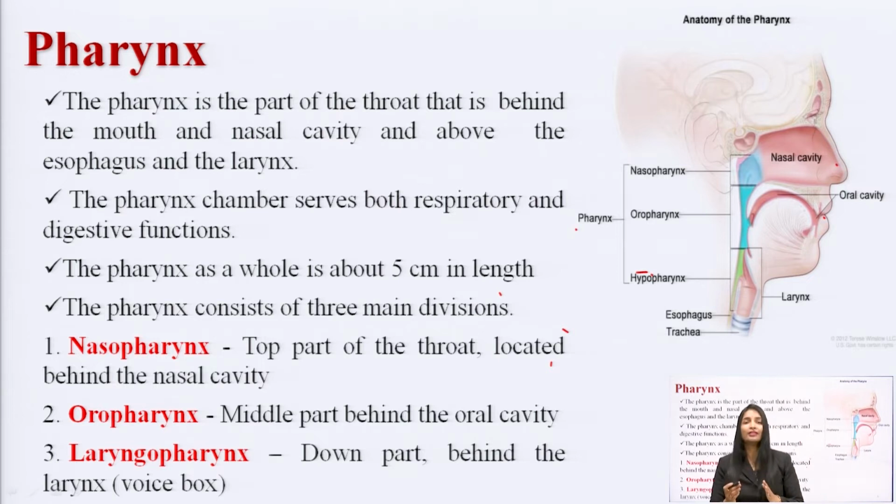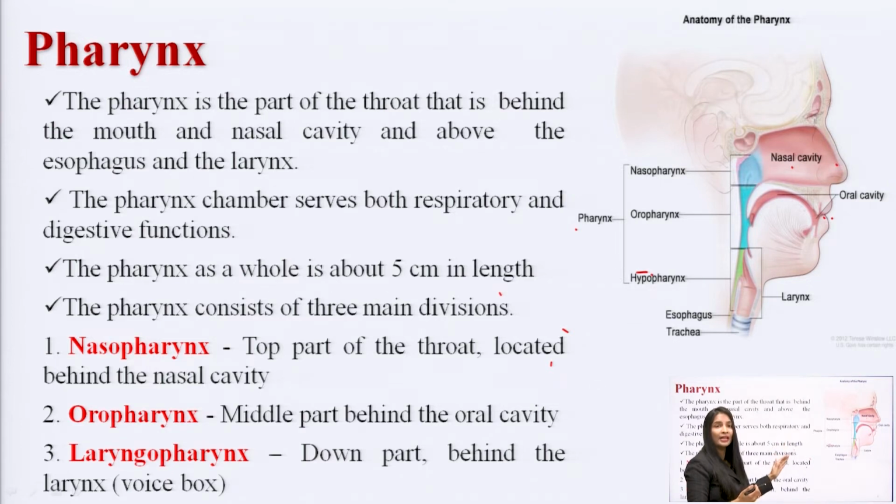So, the pharynx, which you can call a throat, or a part of the throat, is present behind the nasal cavity and mouth, and above the esophagus and larynx. If I am talking about this pharynx, it is somewhat 5 centimeters in length.